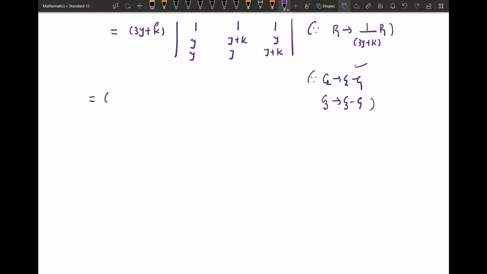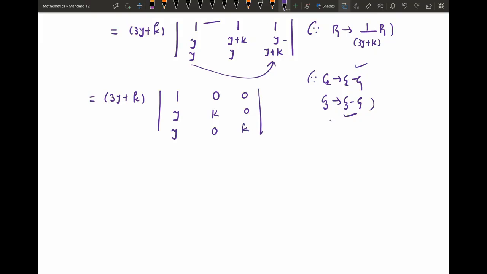So this is 3y plus k, 1, y, y. Now multiply this by minus 1, add here. So 1 minus 1 is 0, y plus k minus y, k, y minus 1 is 0. After it perform C3 to C3 minus C1: 1 minus 1 is 0, y minus y is 0, y plus k minus y, that is k. We have performed these two operations.